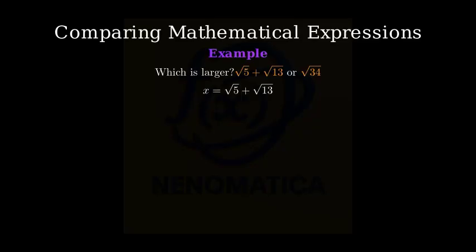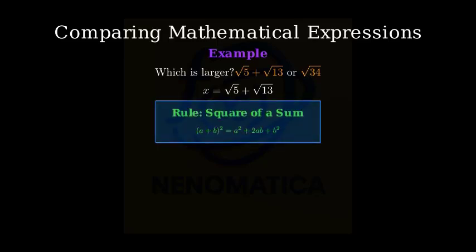First, we'll define x equal to the square root of 5 plus the square root of 13. Next, we'll square both sides of this equation to eliminate the square roots. This gives us x squared equals the square of the square root of 5 plus the square root of 13. Now, we'll expand this expression using the square of a sum formula.